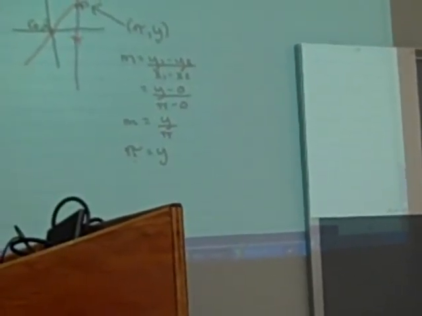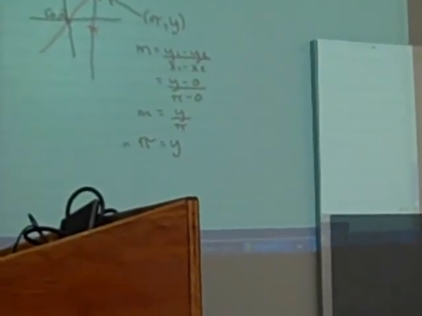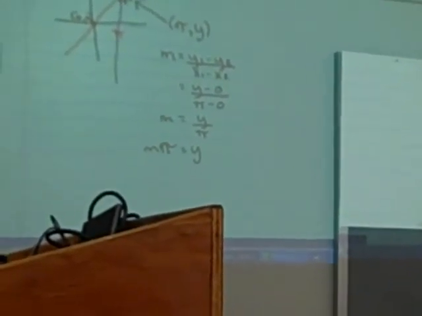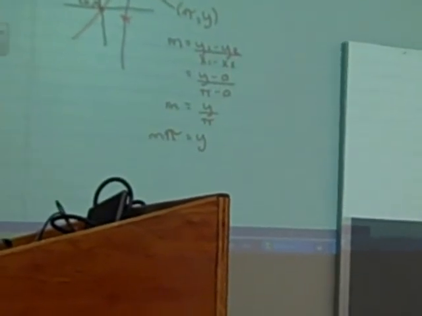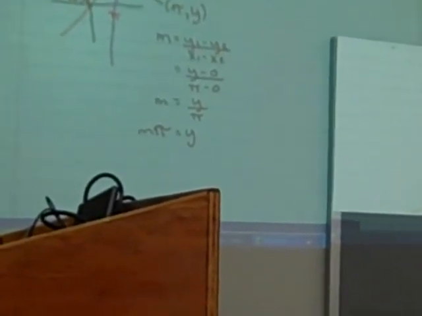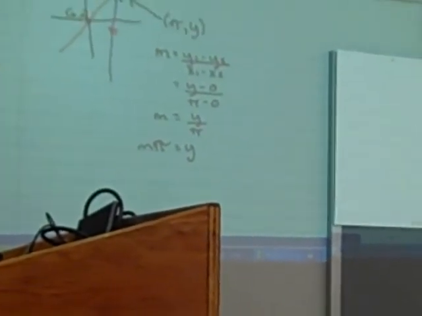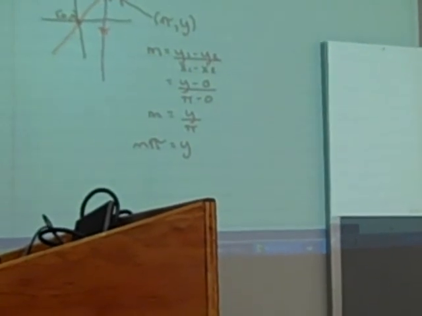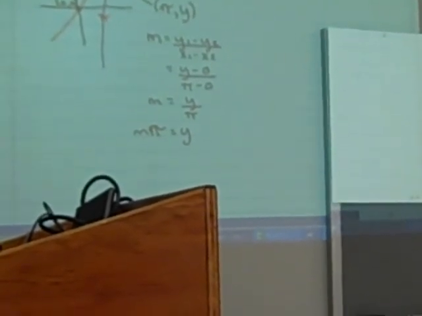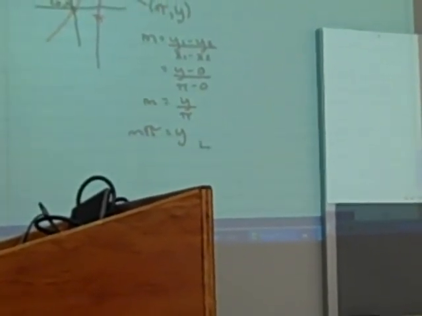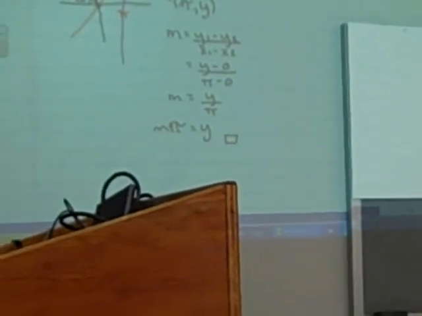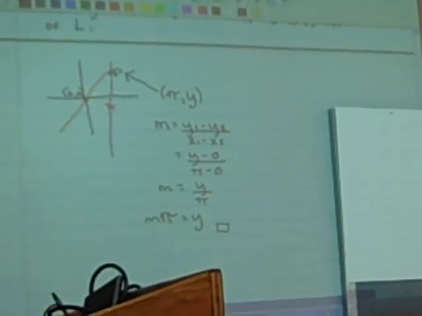Is that right? Well, now what that says is pi times m equals y. Or pi times the slope of line L equals the y coordinate of P. Now, put a box down there, as you have shown that that is true. That's it? So which one? L.